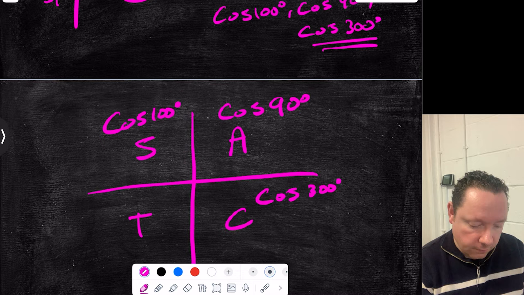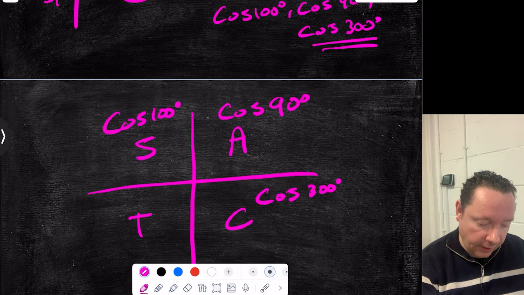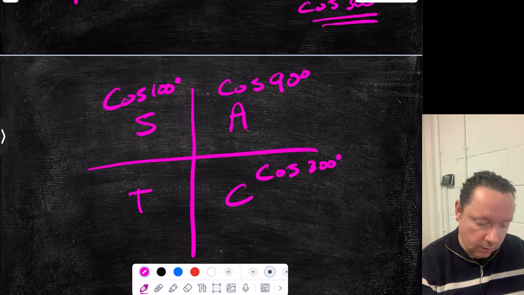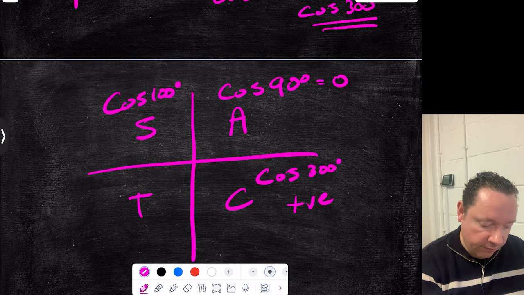And the other thing you would have to tell is that the cos of 90, you would have to know, is equal to zero. But you'd also know that this is positive and this is negative, so therefore you get your zero, positive and negative from the CAST diagram.